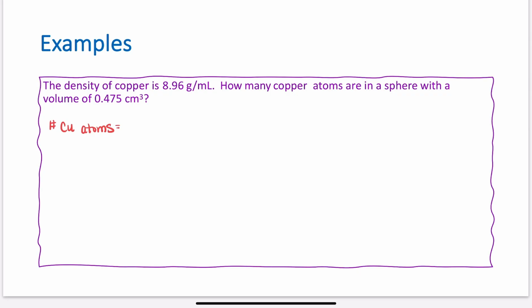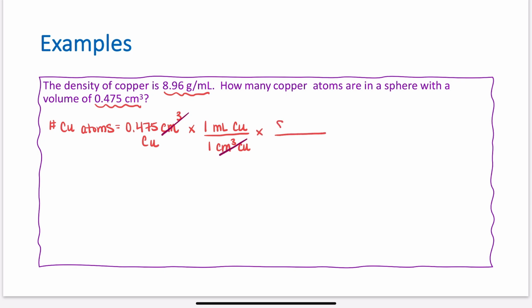I'm starting off with a sphere. I have a number and I have a conversion. I like starting with the numbers. I have 0.475 centimeters cubed of copper because that's my sphere. It's just copper, right? It's just how many copper atoms are in the sphere. I have centimeters cubed, but my density is in grams per mil. So I need to remember that 1 milliliter of anything is equal to 1 centimeter cubed of that thing. That converts my centimeters cubed to mils.